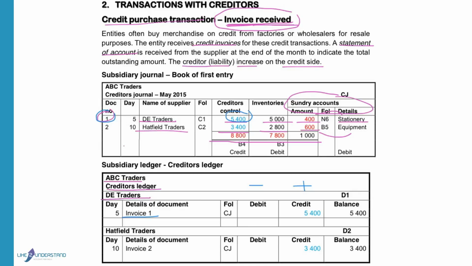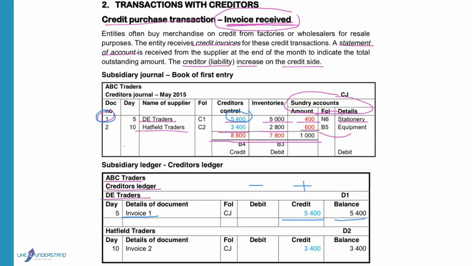So the 5,400 will be recorded on the credit side. In the creditor's ledger, as soon as you record an entry, you work out immediately what is the balance, so that you can see how much money you owe the creditor.